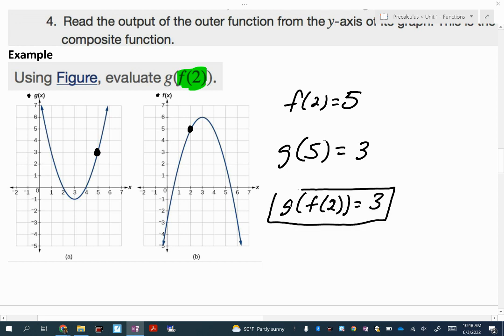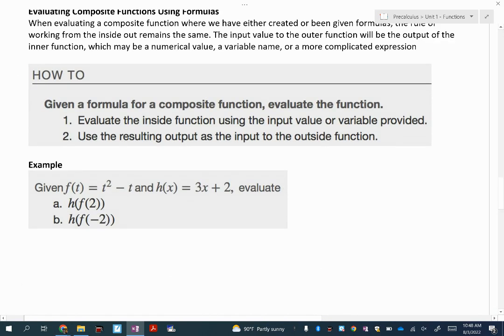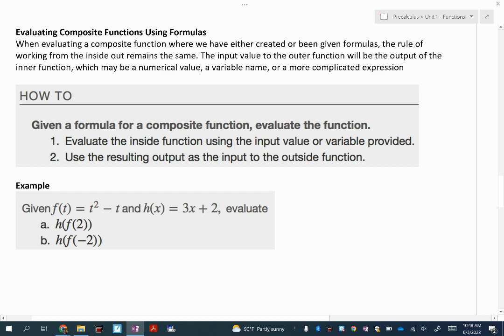The answer will not always be 3, just letting you know. That's just a coincidence that it keeps happening to be 3. All right, now let's do some composite functions algebraically when they give us the formulas.